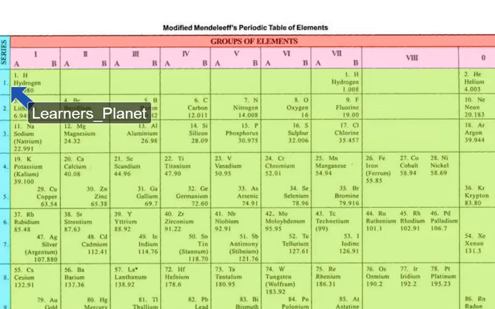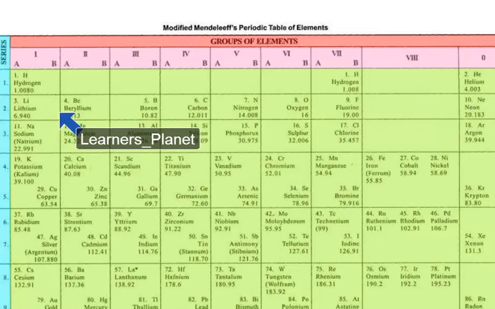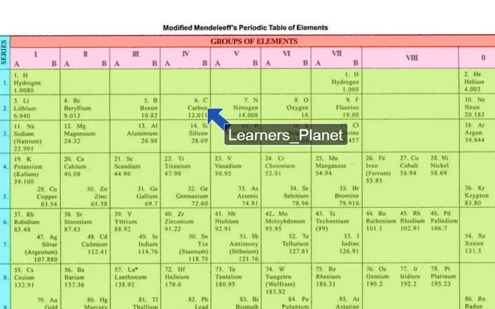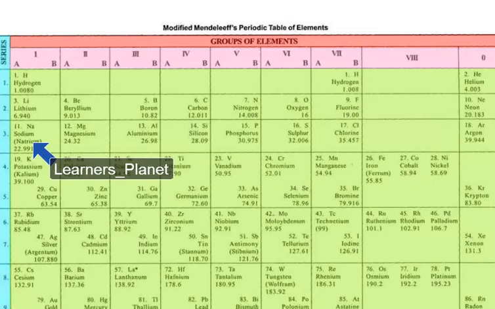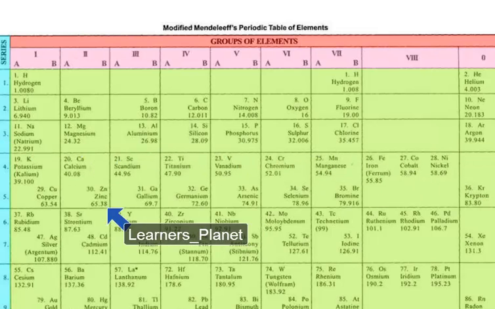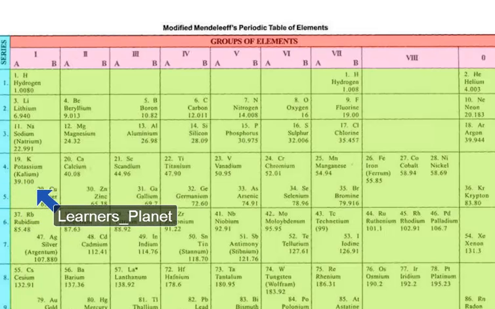And periods are the horizontal ones, like hydrogen. This is again hydrogen and helium. Lithium, beryllium, boron, carbon, nitrogen, oxygen, fluorine and neon. So likewise, these are the periods. Now here you can find, students, the period number 4.